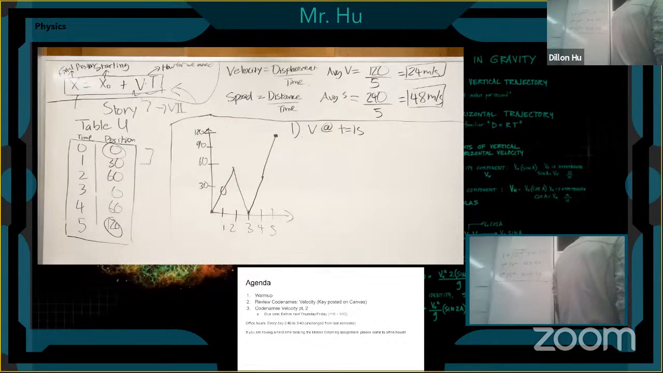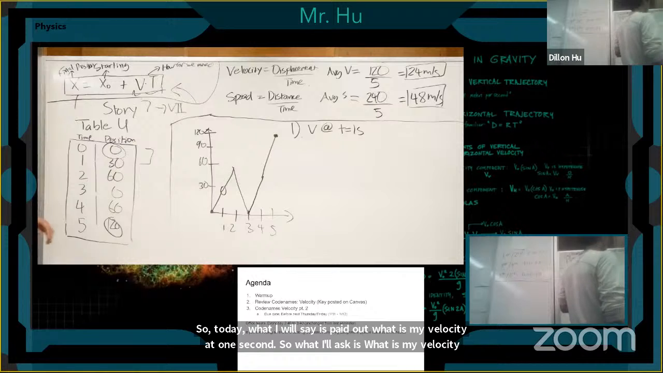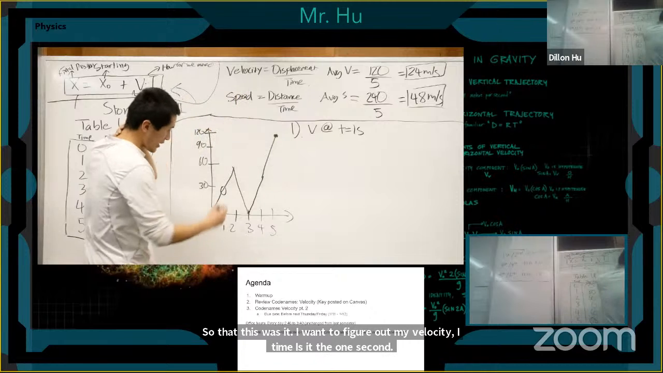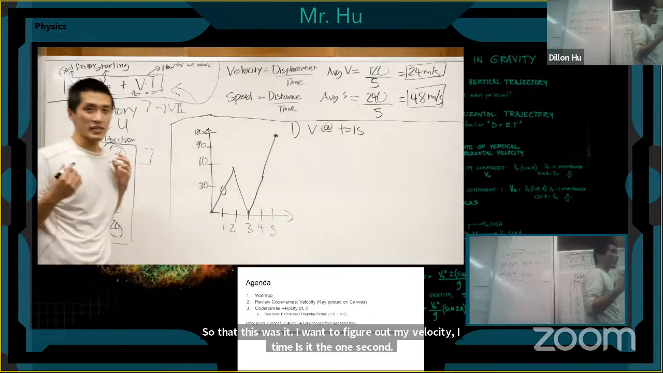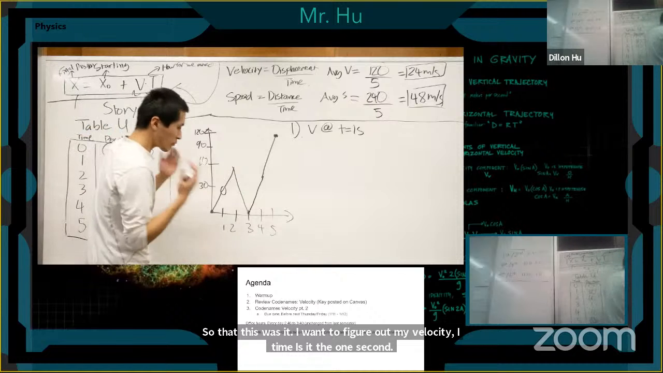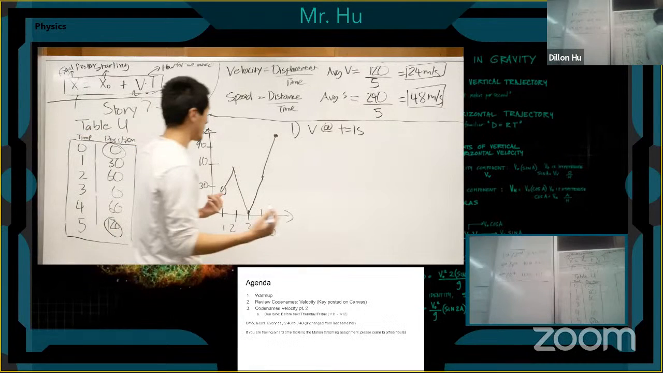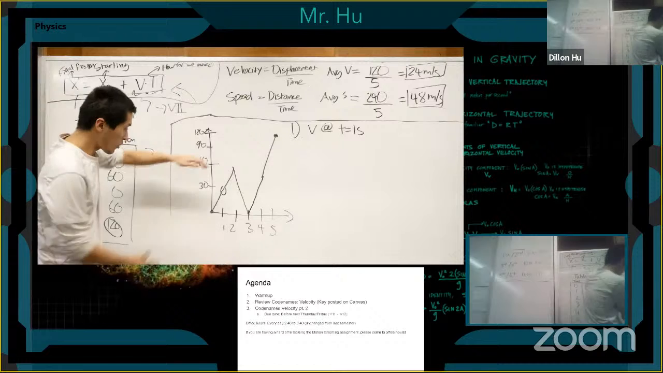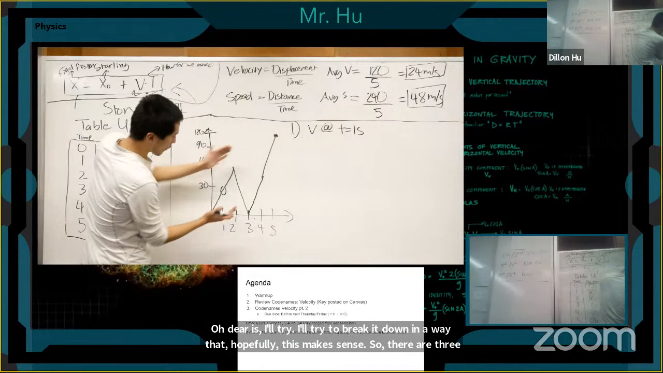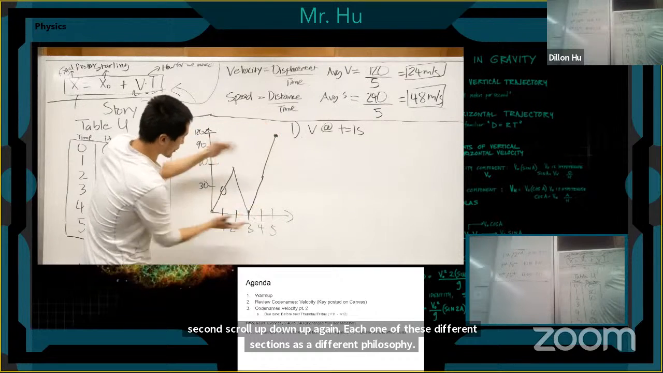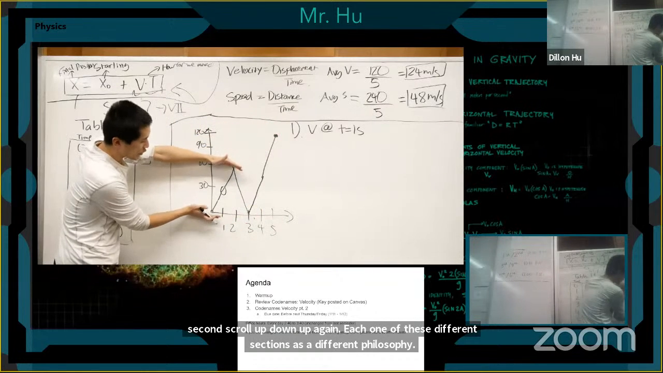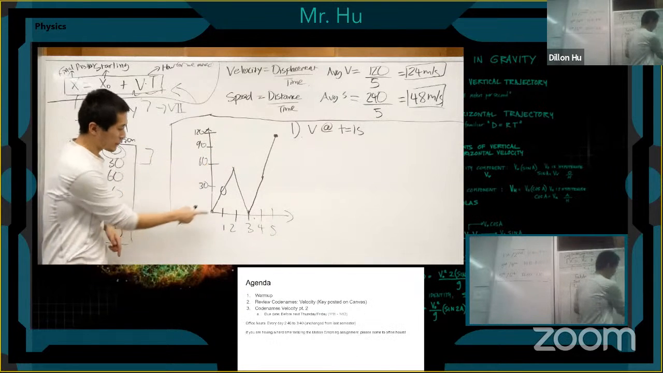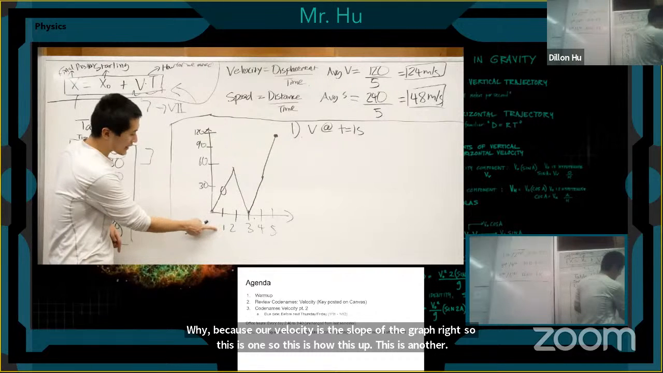So here is how I'll try to break it down in a way that hopefully makes sense. There are 3 sections in this graph: up, down, up again. Each one of these different sections has a different velocity. Why? Because velocity is the slope of the graph, right? So this is one slope, this is another slope, and this is another slope. Within each interval, which is what I call the sections where the slope is the same, all of the data points have the exact same velocity because the slope is the same. So at 1 second, at half a second, at 1.5 seconds, it all has the same velocity.